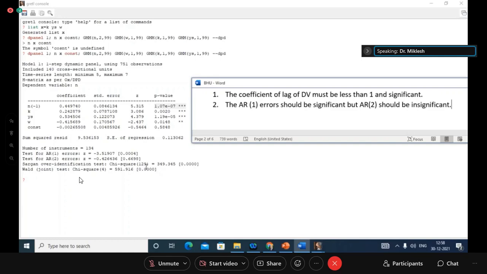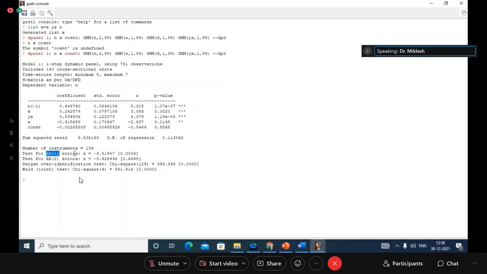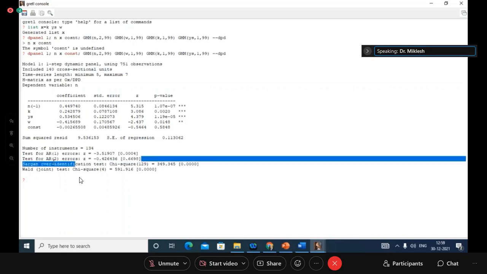What is the meaning? This is your AR1. AR1 errors means what? Autocorrelation at lag 1. Remember, I said when there is autocorrelation, we have to move to the dynamic also. That's why we say it should be significant. AR1 should be significant. It means there should be autocorrelation at lag 1. But at lag 2, there should not be autocorrelation.